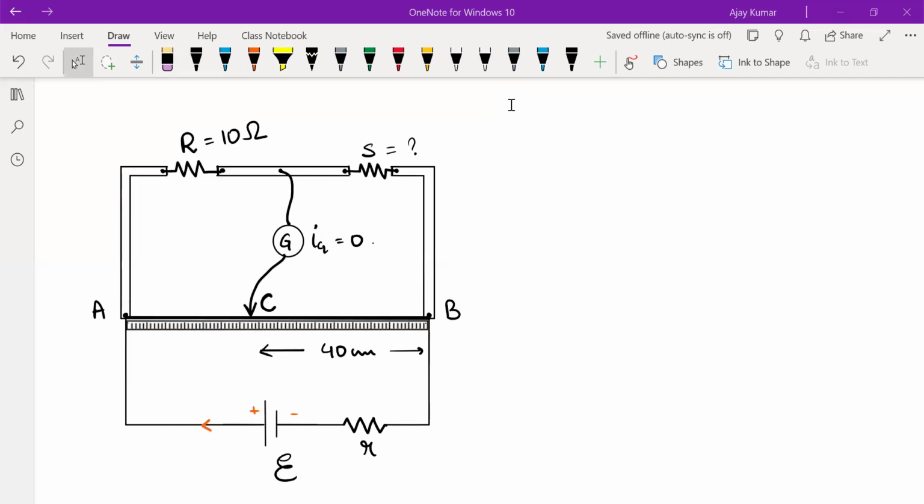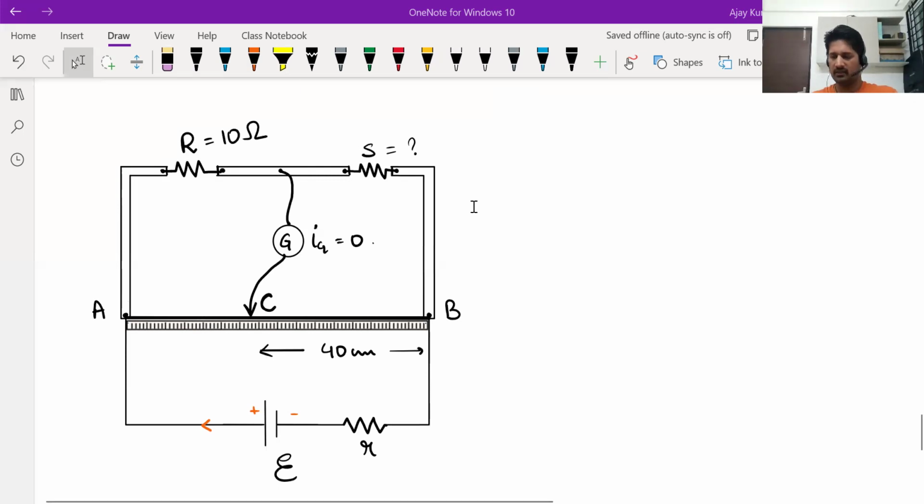So what is the length of AB? We take it as 1 meter. In a meter bridge, it need not be told to you. It's always 1 meter. If it's something else, they'll have to specify. If they don't specify, you have to take it as 1 meter.